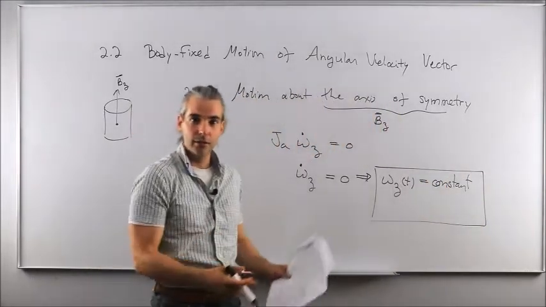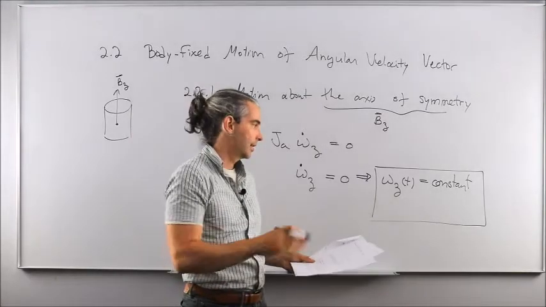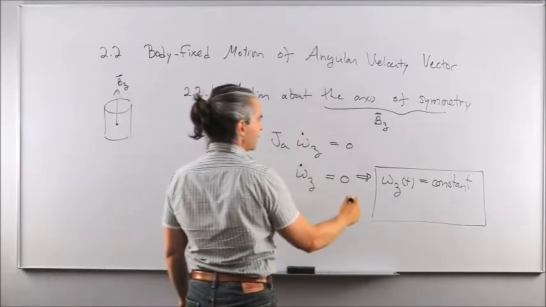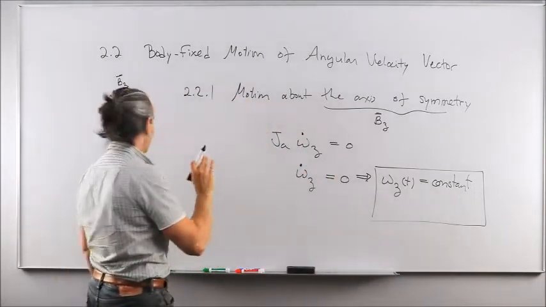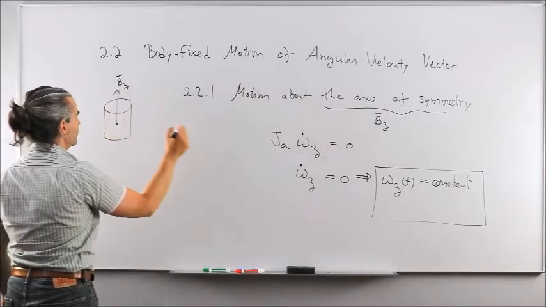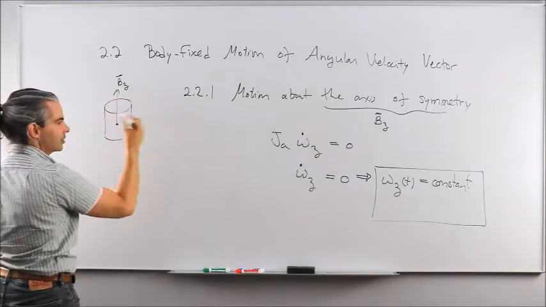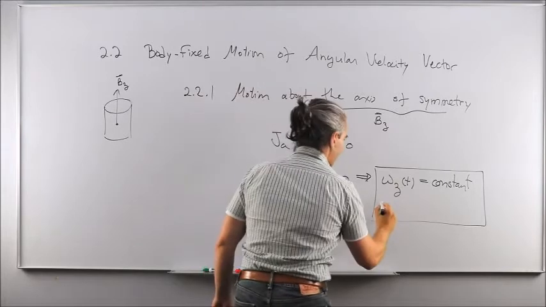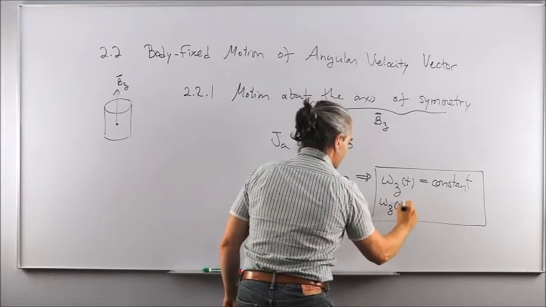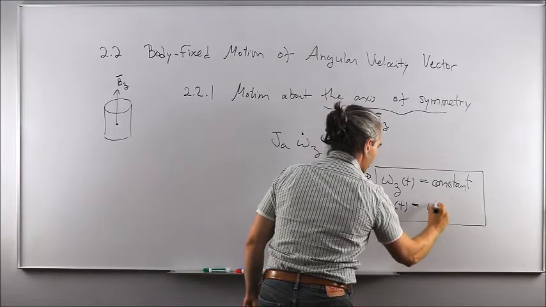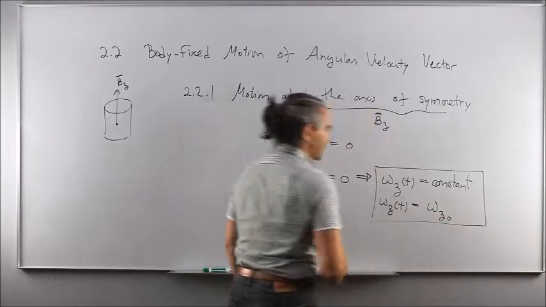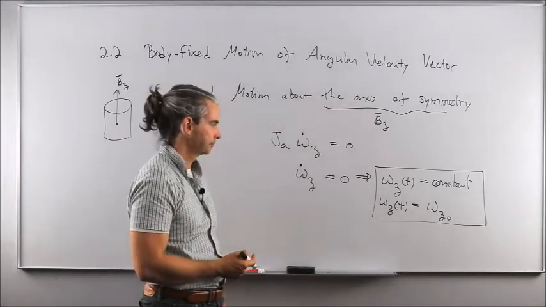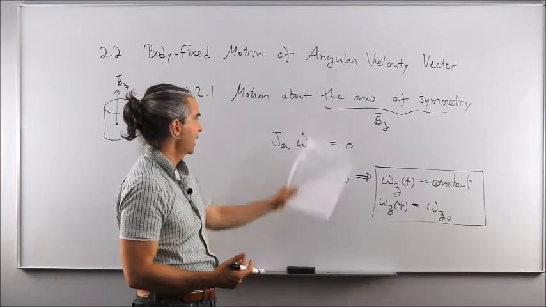Yes. As I said, I'm going to begin slowly and step up in complexity as we go through this chapter. But for the motion about the axis of symmetry, we get an angular velocity vector, or a component of the angular velocity vector about this axis, which is constant. Great. But what would that constant be equal to? It turns out that this constant is simply equal to whatever value the motion was initialized with, and that is omega z naught, or omega z at t equals 0. And that's it for the axis of symmetry motion.